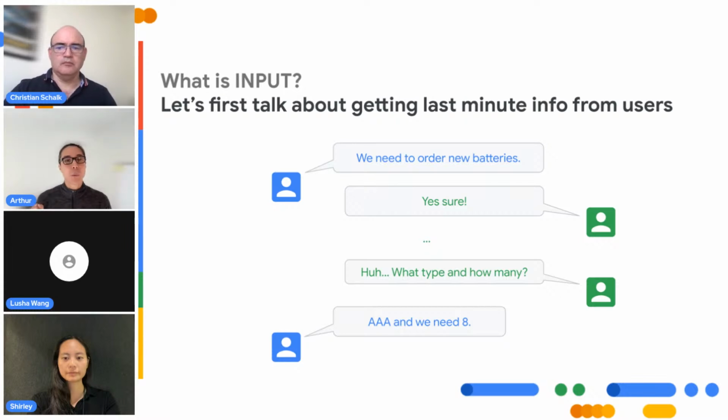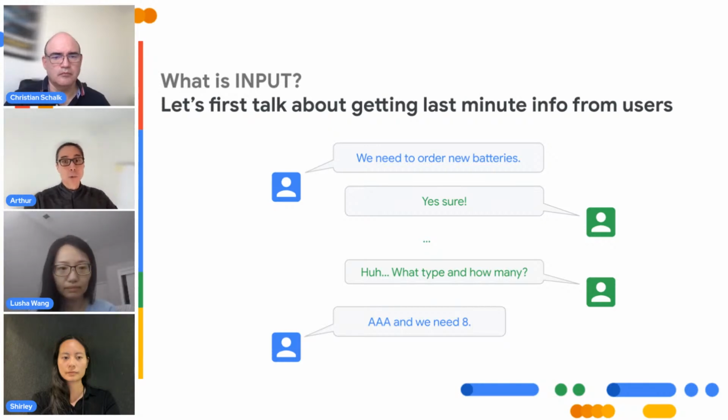You ask, okay, what type of batteries do we need for that toy? I don't know which toy we're talking about at this point, and I don't know how many batteries I need for it. So you ask your spouse, and they respond, well, we need 8 AAA batteries, for example. Now that you have this information that was provided to you at the last minute by someone who has the context of the request, you can finally proceed to completing that action.